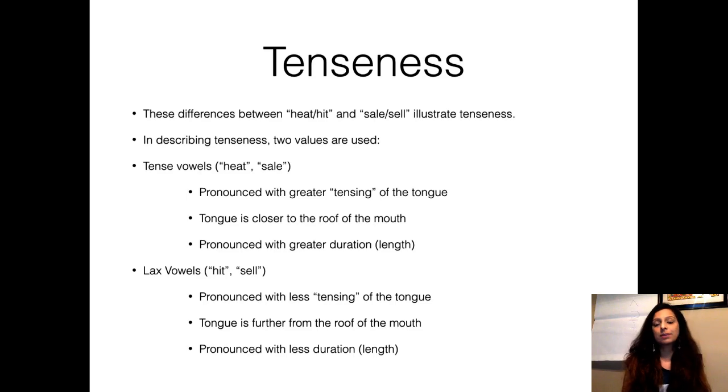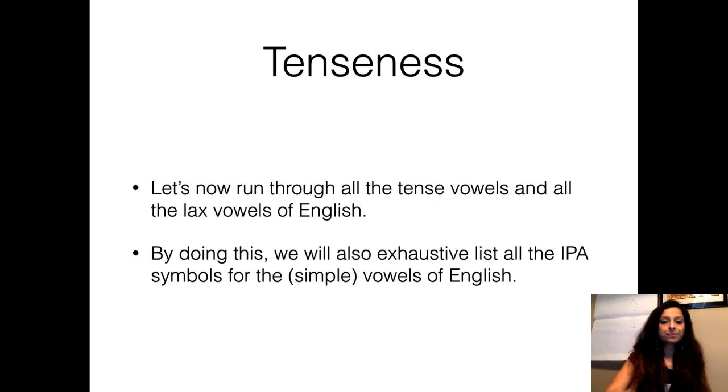So tense vowels are produced with greater tensing of the tongue. So the timing is longer, for example, and vibration is longer. And in tense vowels, the tongue is closer to the roof of the mouth. And lax vowels are produced with less tensing of the tongue, and the tongue is further from the roof of the mouth and produced with less duration or length.